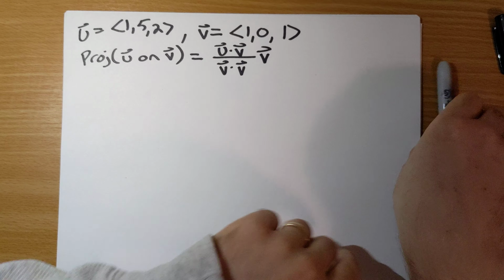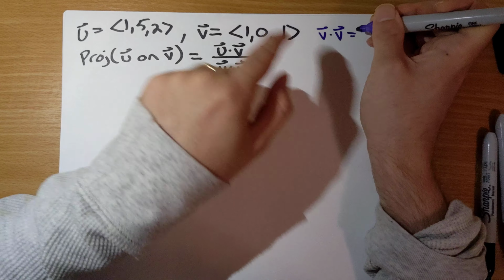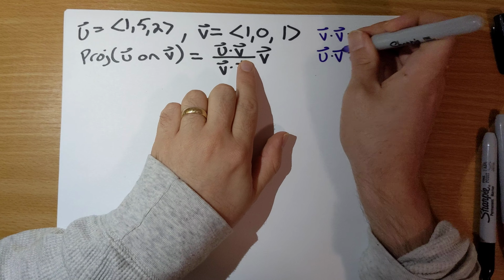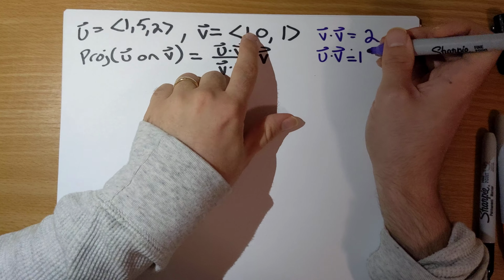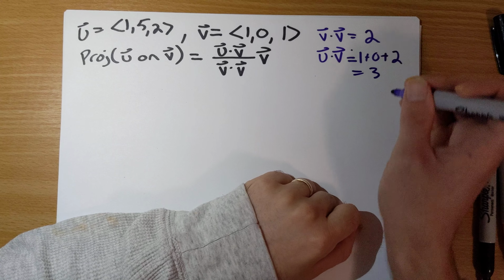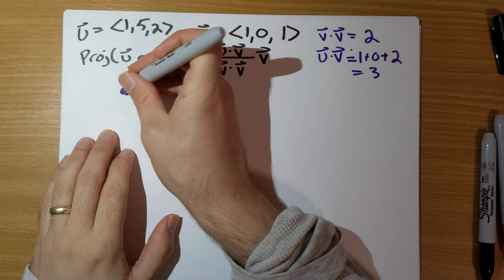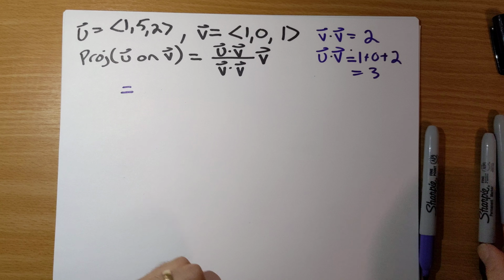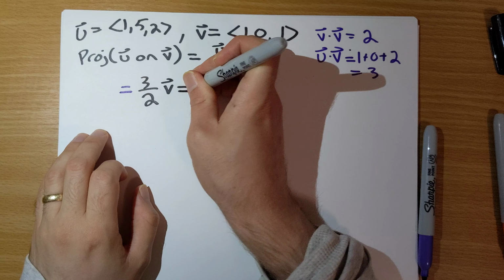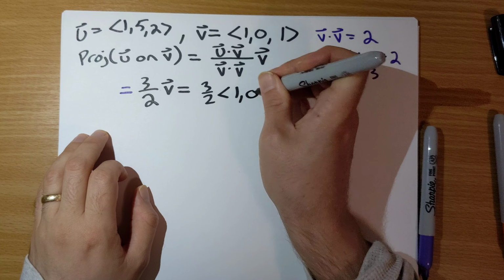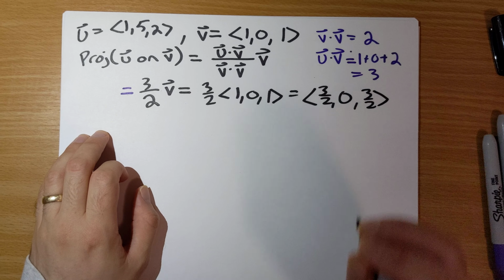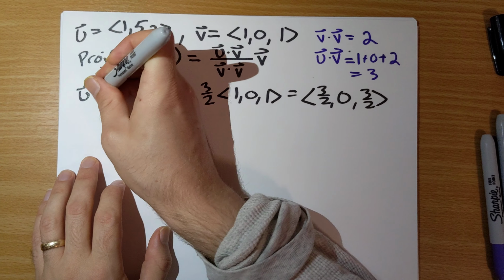So we need V dot V, which is 1 times 1 plus 0 times 0 plus 1 times 1, is 2. U dot V, 1 times 1 plus 5 times 0 plus 2 times 1, is 3. So the projection of U onto V is U dot V, 3, over V dot V, 2, so 3 halves times V. So it's 3 halves times 1, 0, 1, and so this is 3 halves, 0, and 3 halves.